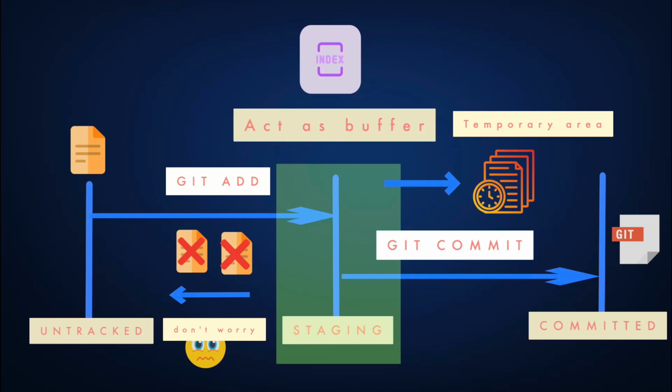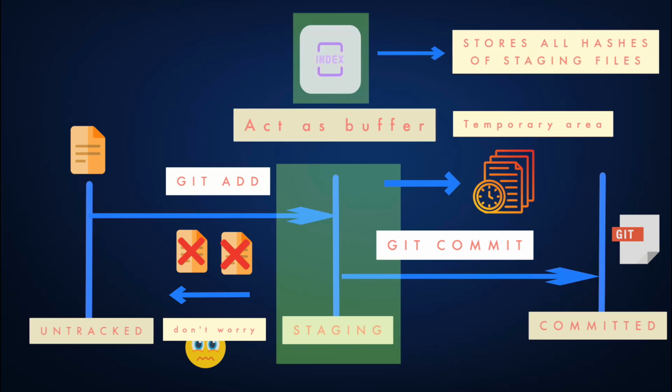So the staging area is a temporary area, and we need a temporary file as well, right? This index file is a temporary file, or a buffer file, which stores all the hashes of the files which are currently present in the staging area.